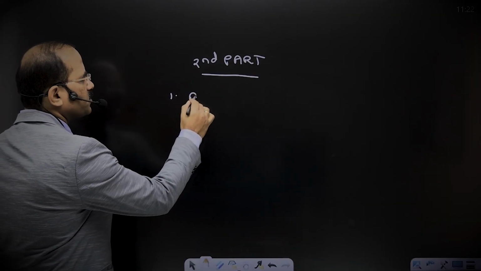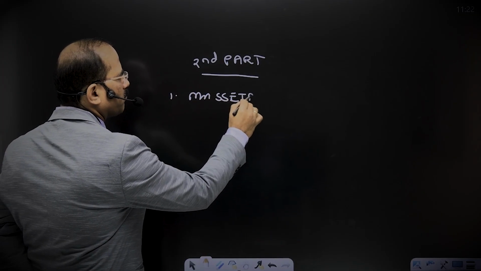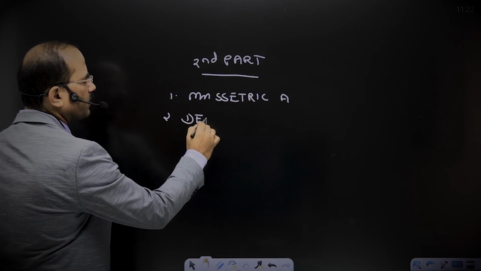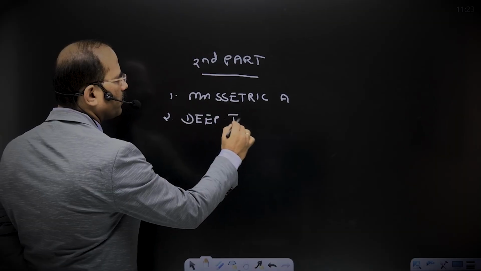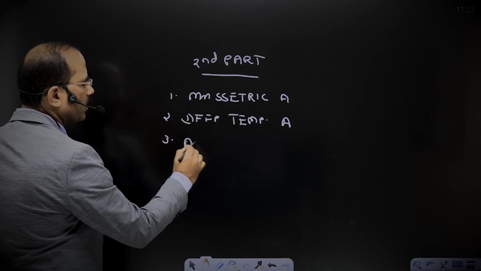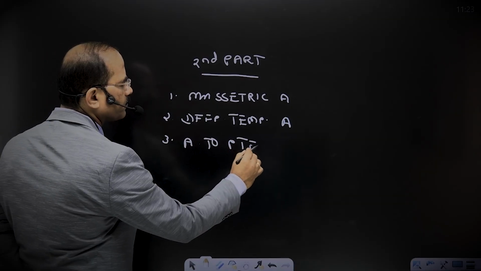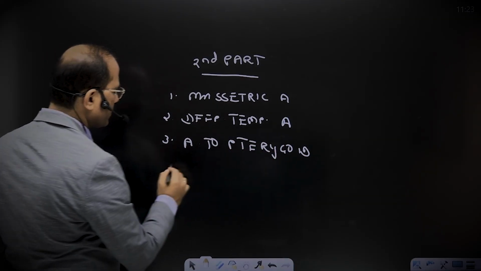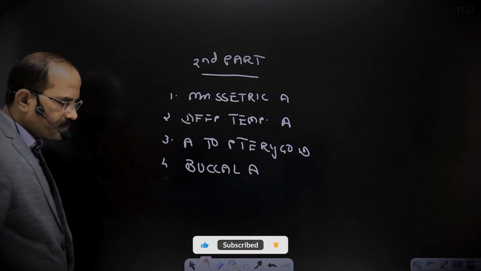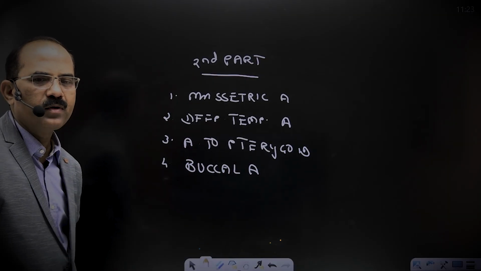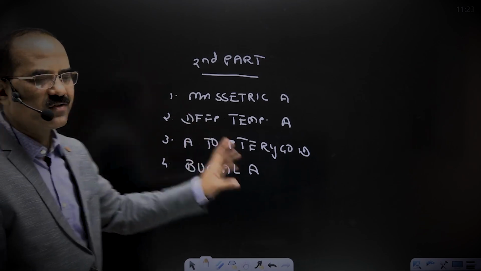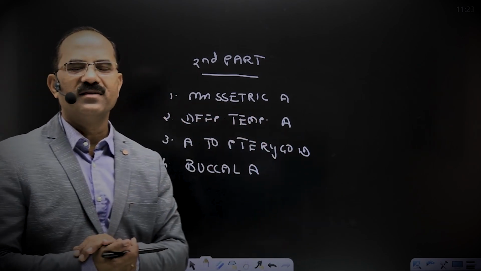1. Masseteric artery. Second, deep temporal artery. Third, artery to the pterygoids. And fourth, buccal artery. So masseteric artery, deep temporal artery, artery to the pterygoids, and the buccal artery. So these are the branches from the second part of the maxillary artery.